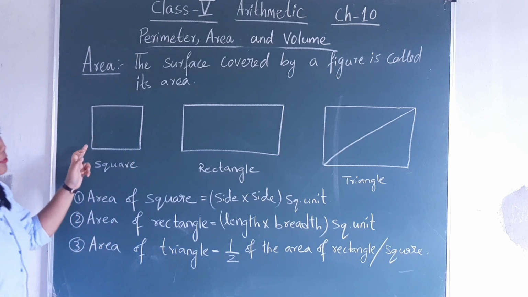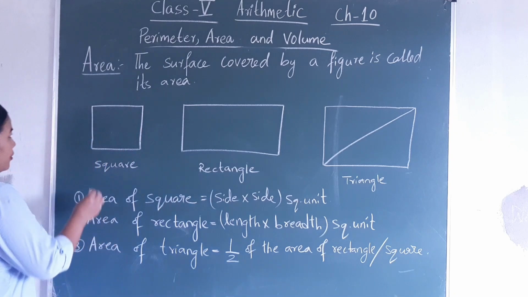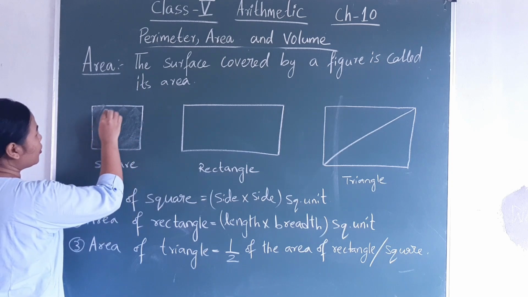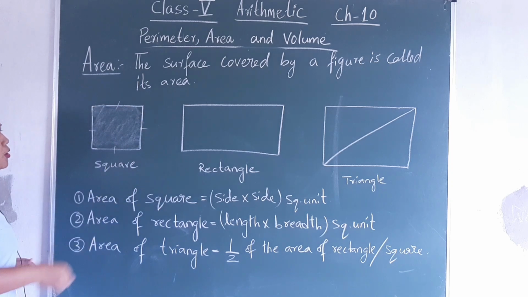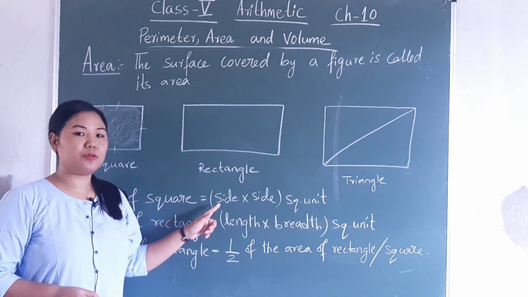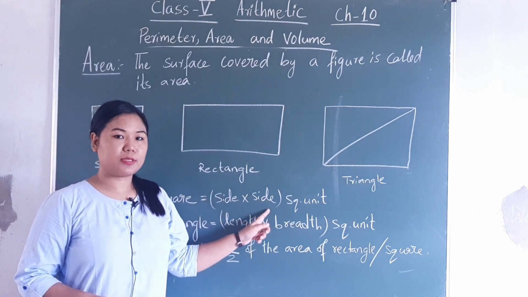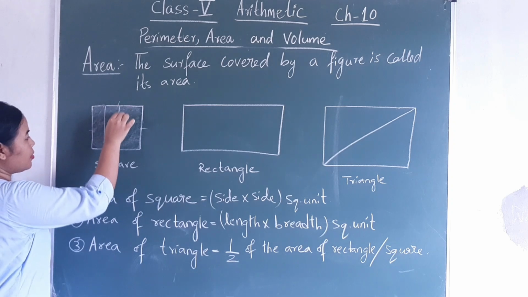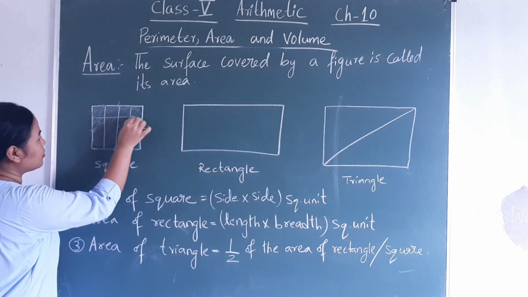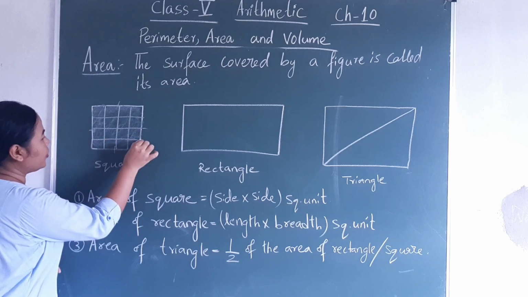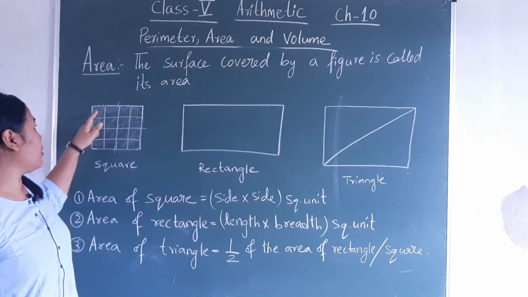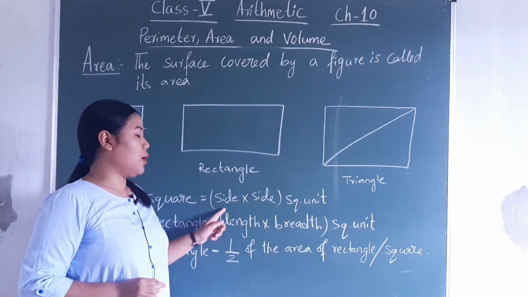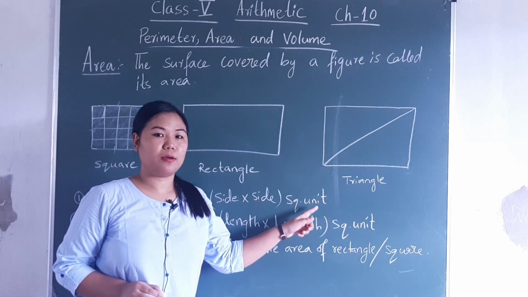Now I have drawn here 3 figures, okay, square. Now we have to find the area of this square. We know that all the sides are equal. So to find the area of a square, we have to multiply side into side. So this area is measured with a unit square. It is known as a unit square. Okay, so the area of square is equal to side into side square unit.